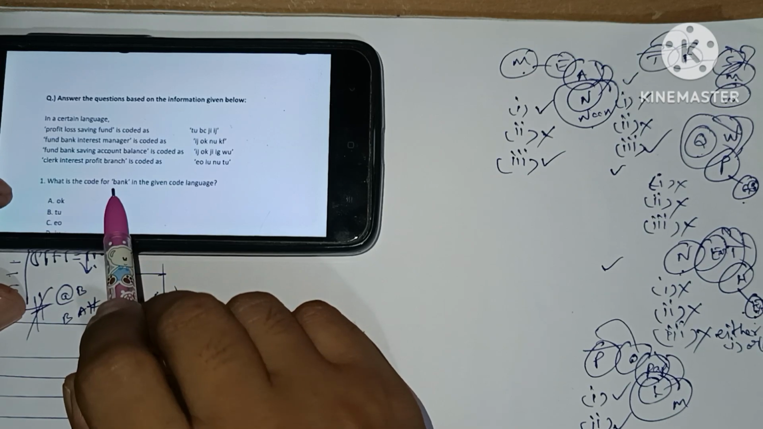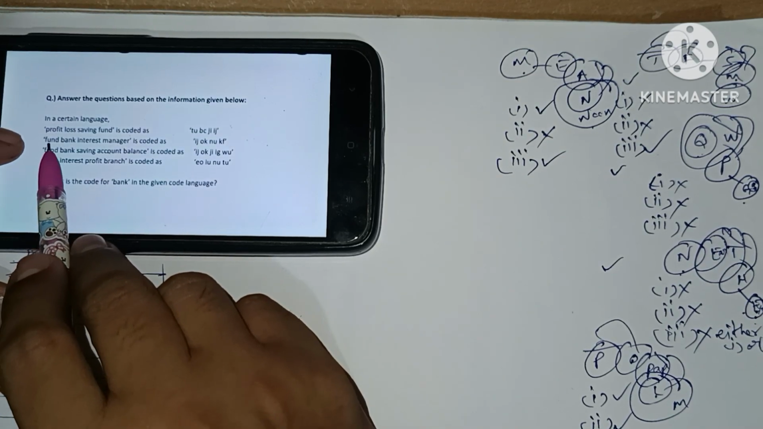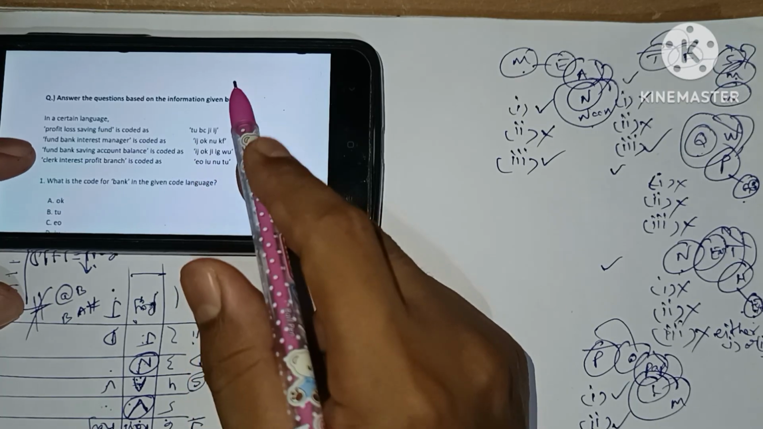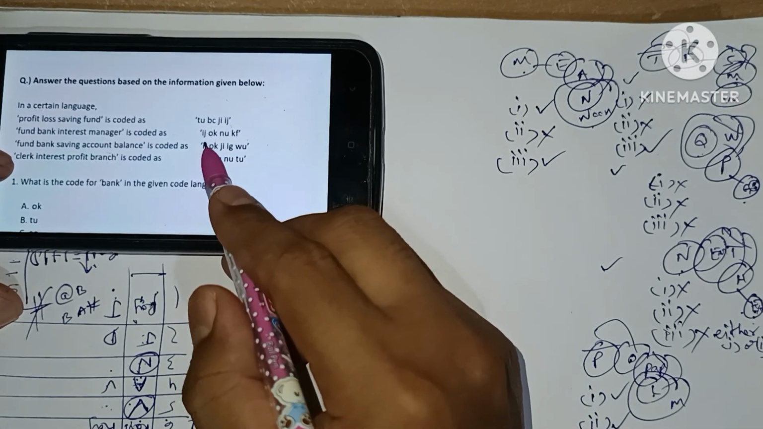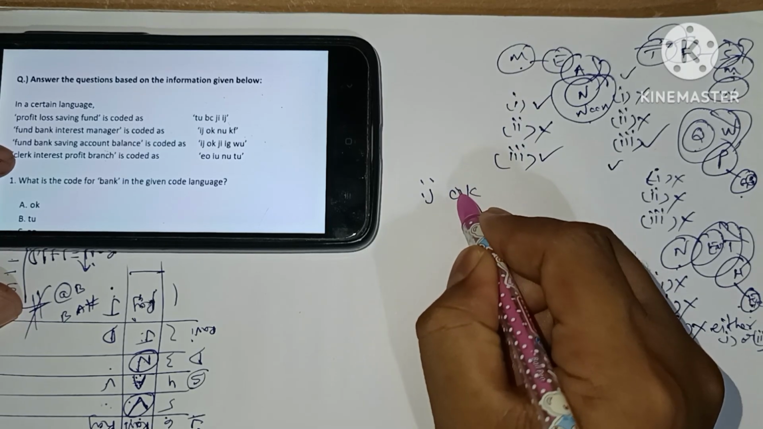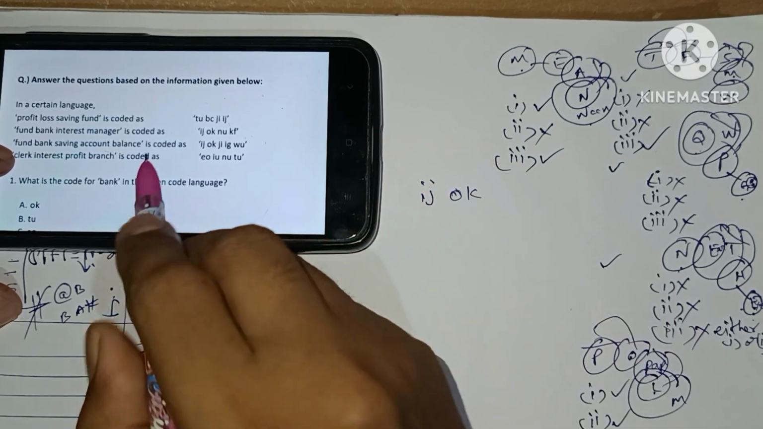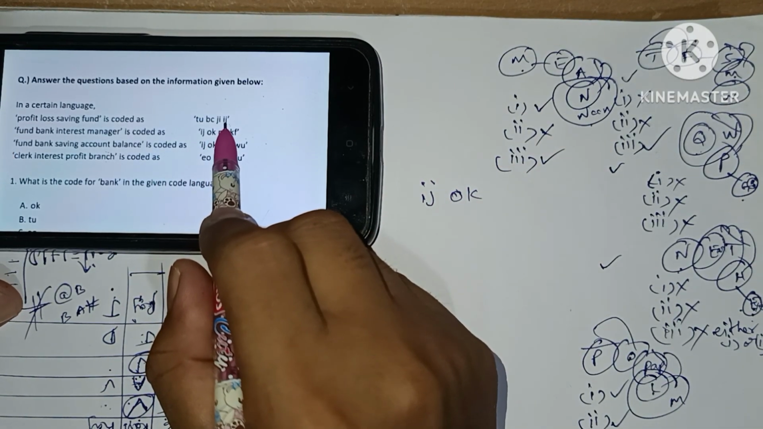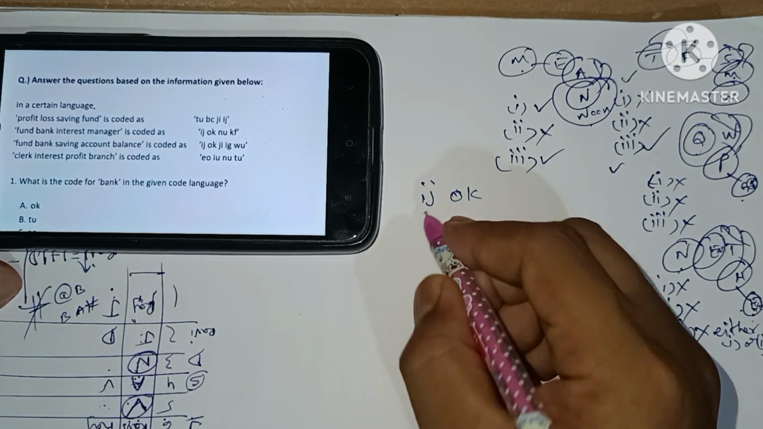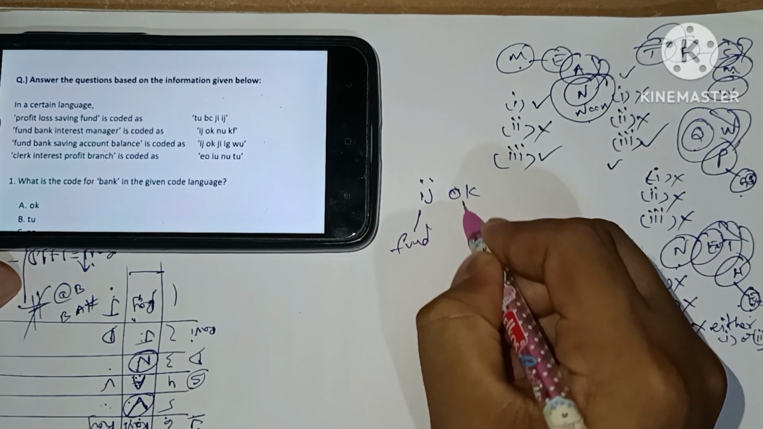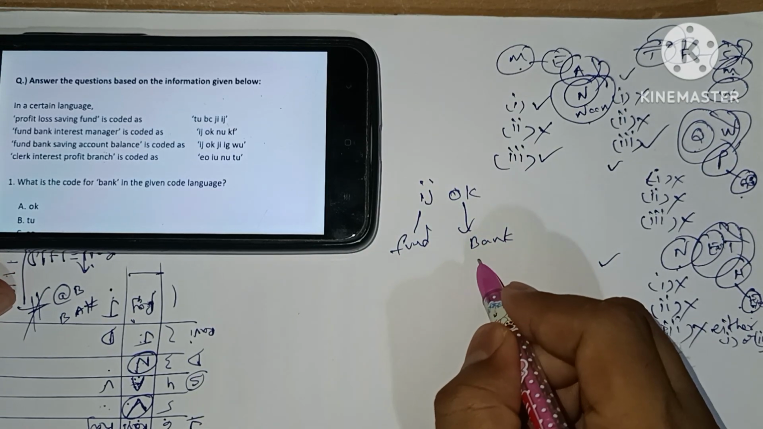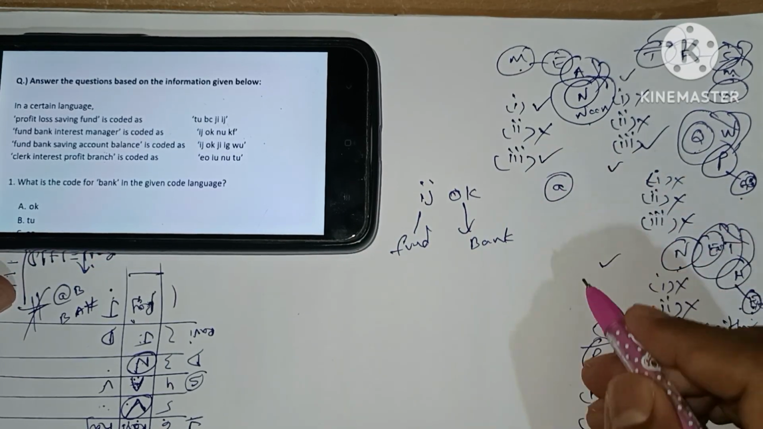First question is the code for bank. Here we see fund bank. Fund bank is IJ and OK. Both are common here. So IJ OK is fund bank. Here we see IJ in the first sentences, so in this we see fund. So IJ is fund, OK is bank. So answer for the first one is OK, option A.